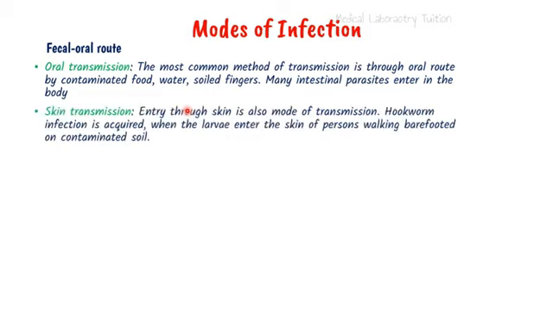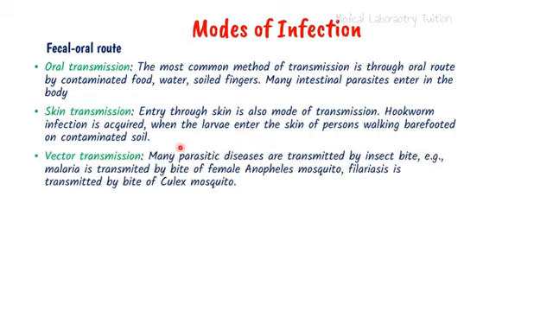Another is skin transmission. In this we can get parasites by skin penetration, such as in case of hookworm infection, where the larva enters into our skin if we walk on contaminated soil. Another is vector transmission. So many parasitic diseases are transmitted by the bite of some insect, such as malaria from the bite of female Anopheles mosquito, and filariasis by the bite of Culex mosquito.